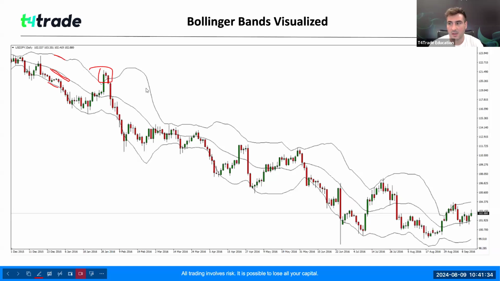And you can see the more volatile the price action, the larger the bands get. So you see this difference in distance from the midline here, and you can see that the distance between this is much smaller. So this area is low volatility, this area is high volatility.